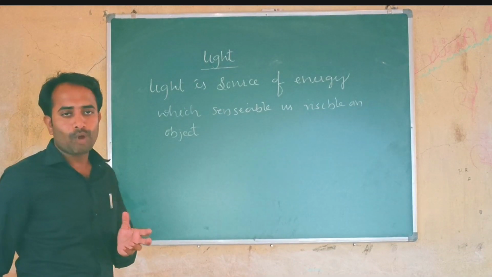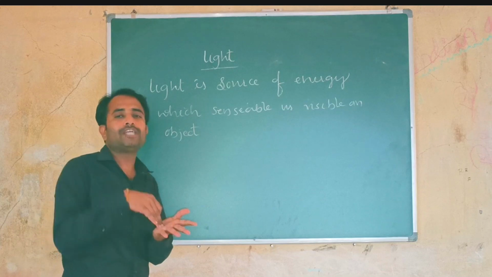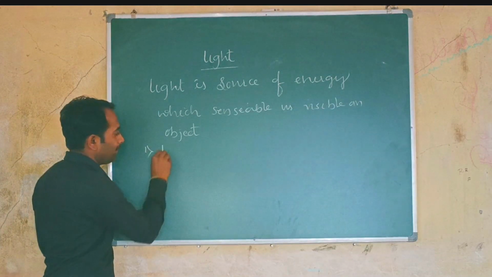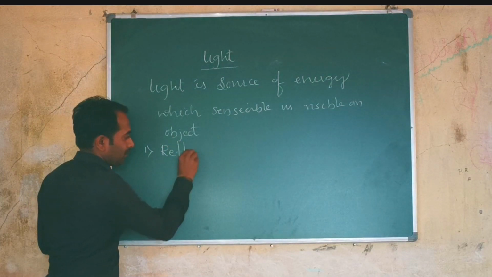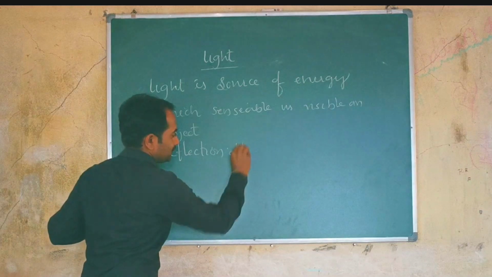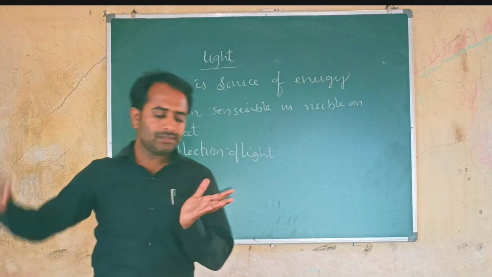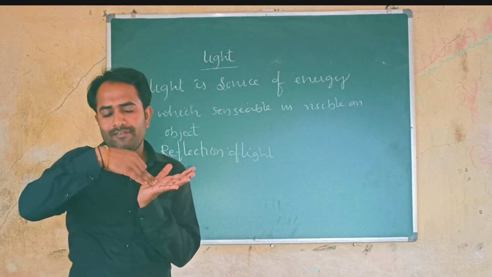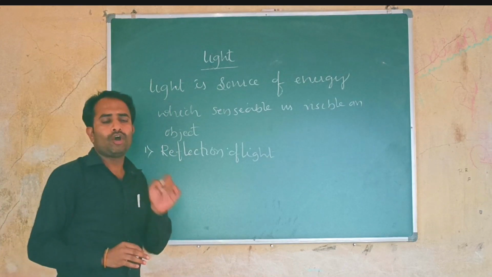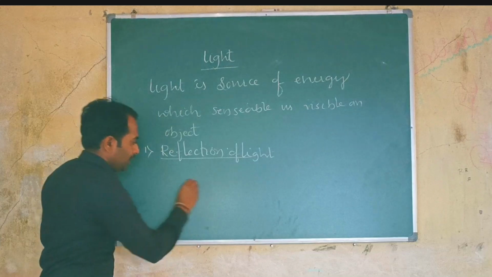Light has two properties: the reflection of light and the refraction of light. The first one is reflection of light. If light falls on a shiny surface, it bounces back. Such a phenomenon of light is called reflection of light.